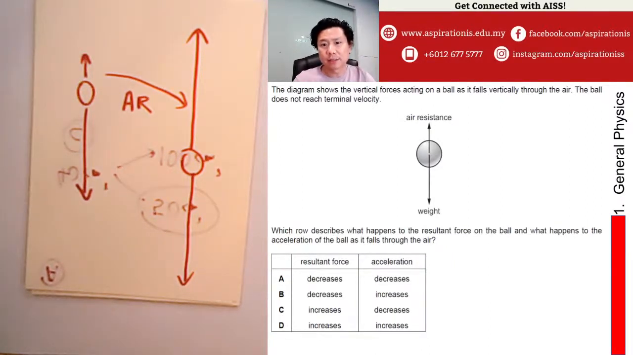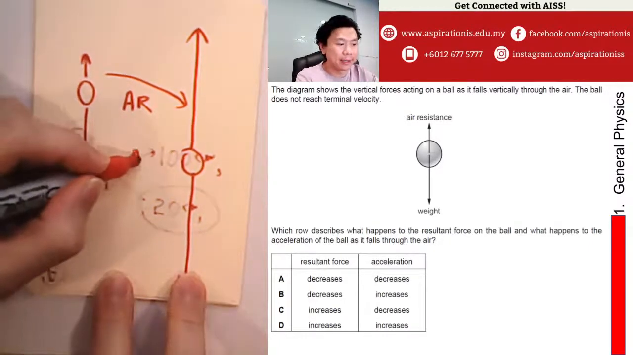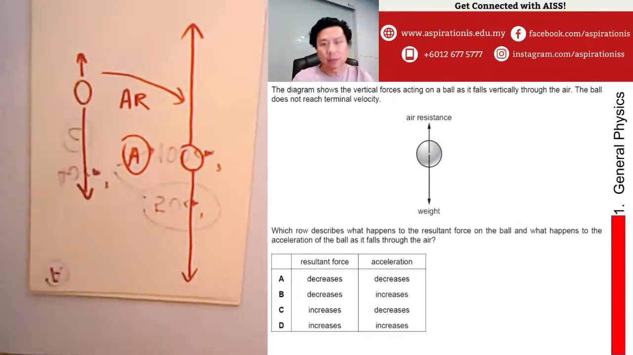Okay, so the answer for this question is A. Because air resistance increases, the resultant force will become smaller. And because the resultant force becomes smaller, acceleration becomes smaller as well. I hope this is clear. All right.